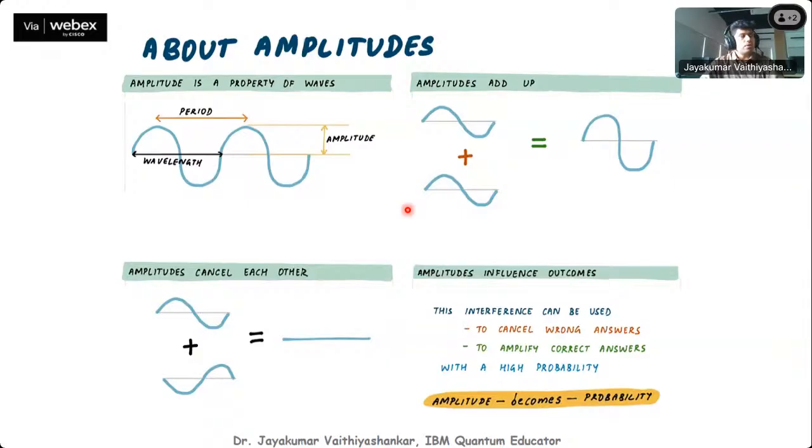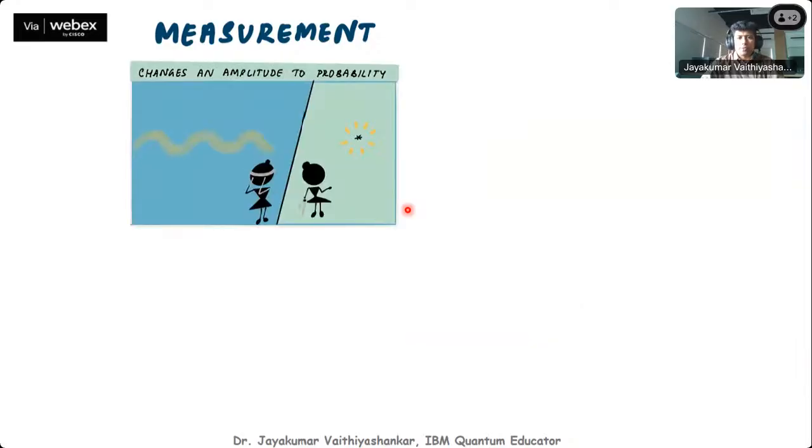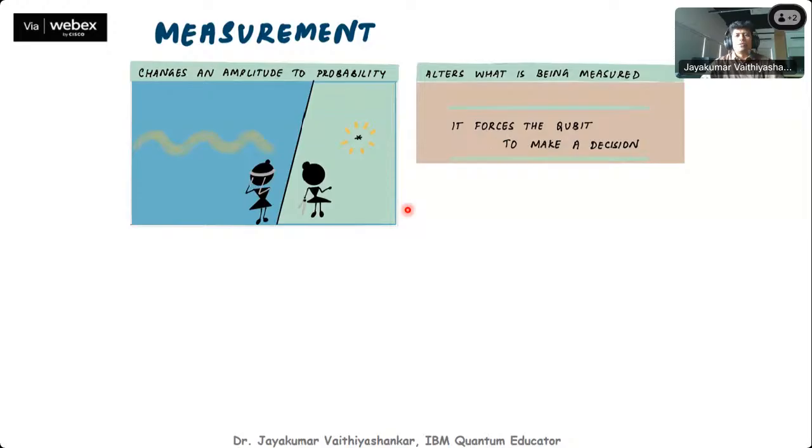So when you do measurement, what happens? Amplitude becomes probability. Refresh from previous topics: when you do measurement, it appears like a particle, whereas until then it is in a quantum state. This is the difference. Whenever you do measurement, it forces the qubit to make a decision, a defined state. Either it goes to 0 or it goes to 1. It loses the superposition.